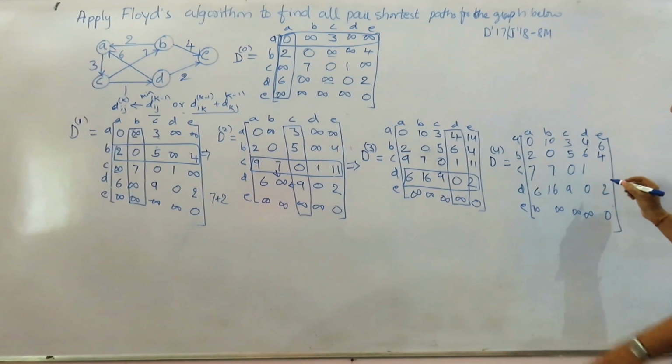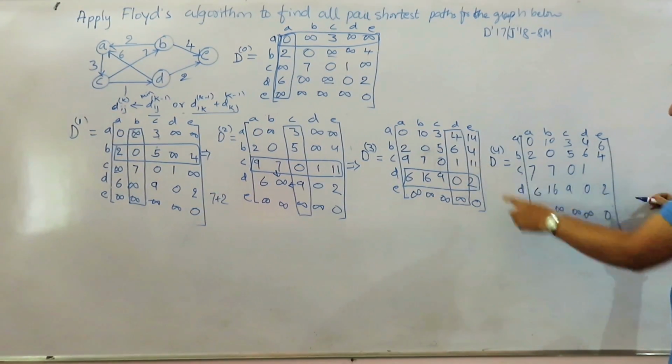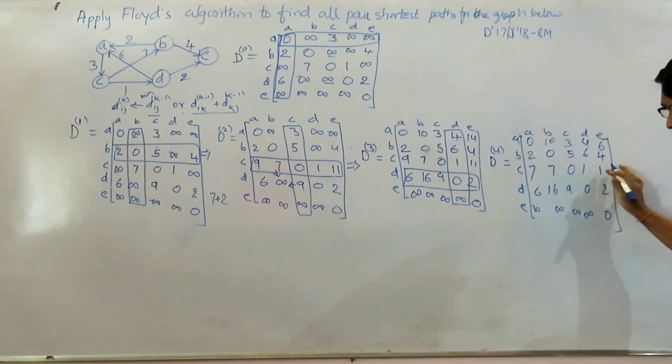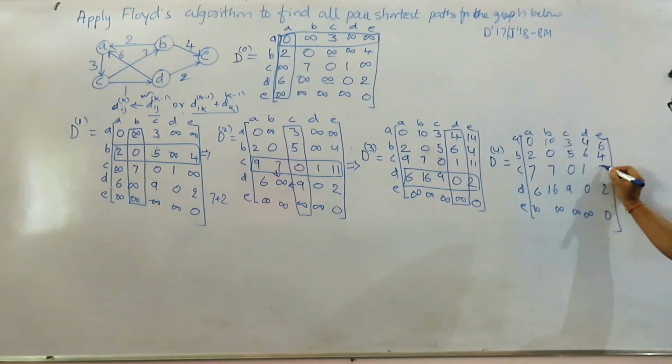Now, 1 and 2, 2 plus 1 is 3, earlier entry is 11, so it is 3 only. Earlier entry is greater than 3, so we will go for 3. So this is what we have got, D4.